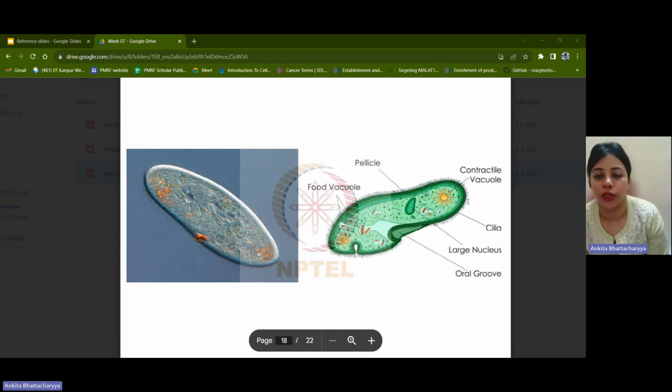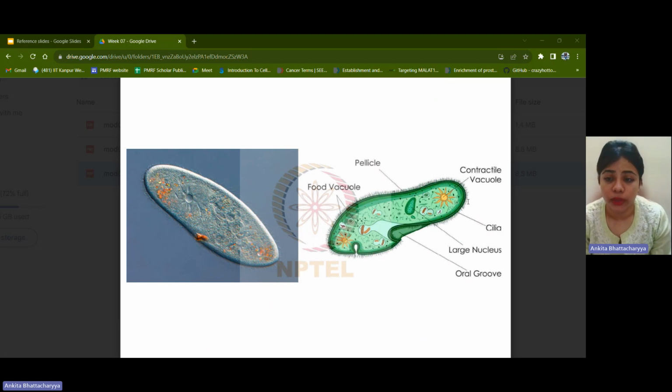So here is what you see, the contractile vacuole that we talked about, which is present in several protista. And here we have cilia, the large nucleus, the oral groove, food vacuole, so on and so forth.